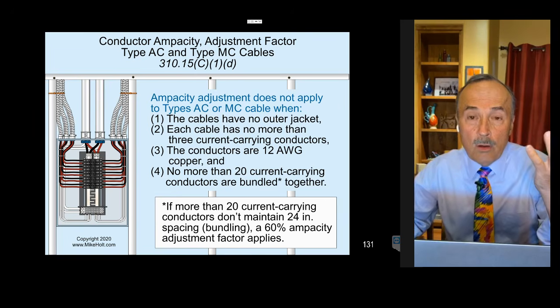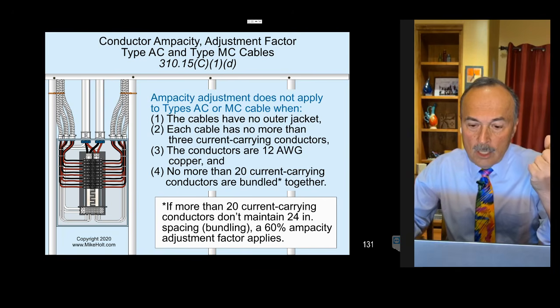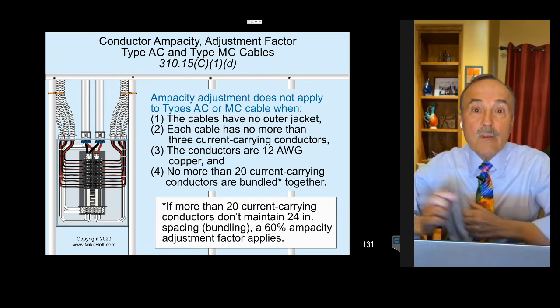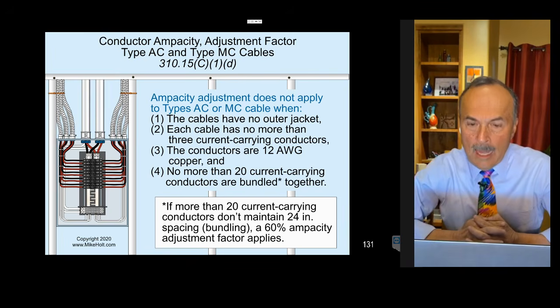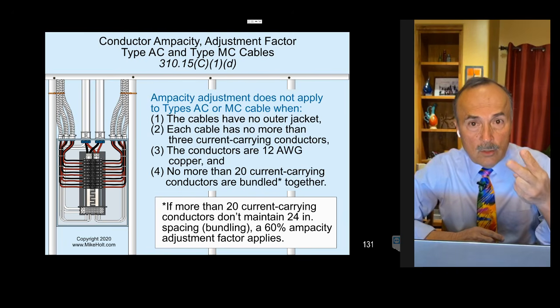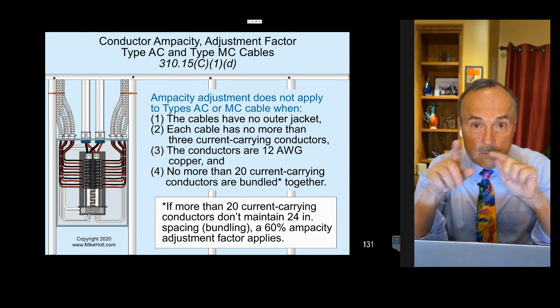So that means all MC cables, well, you could have 4-conductor MC, but let's say we've got 3-conductor MC. Conductors are 12 gauge and larger, copper. Okay. And there's no more than 20 current-carrying conductors bundled together, that means they're bundled together for more than 24 inches without maintaining spacing. Not more than 20 current-carrying conductors. If you have a hot and neutral, that's 2 conductors. If you have 2 hots and a neutral, that's going to be 2 conductors because the neutral's not included. If you have 3 hots and a neutral, then that's 3 conductors. So you have to do the math on how many wires are in each one.